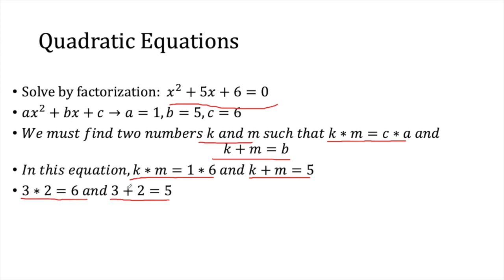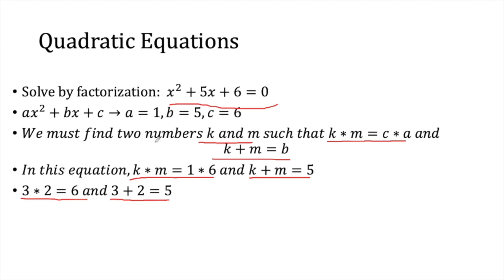Note that it does not matter which one is k and which one is m, that is, 3 can be either k or m, and the same applies to 2, since multiplication and addition are both commutative, which means that the order does not matter. 2 plus 3 is the same thing as 3 plus 2, and 3 times 2 is the same thing as 2 times 3.